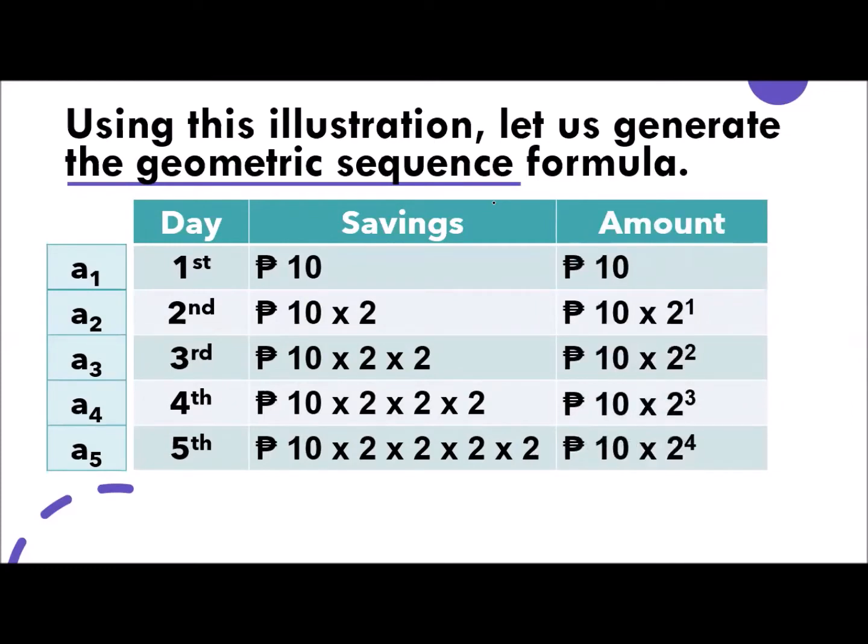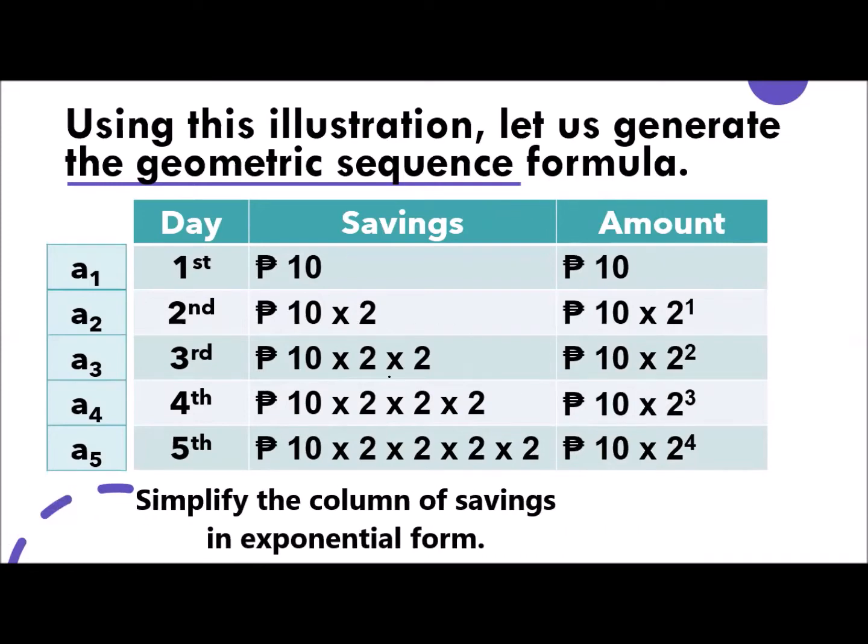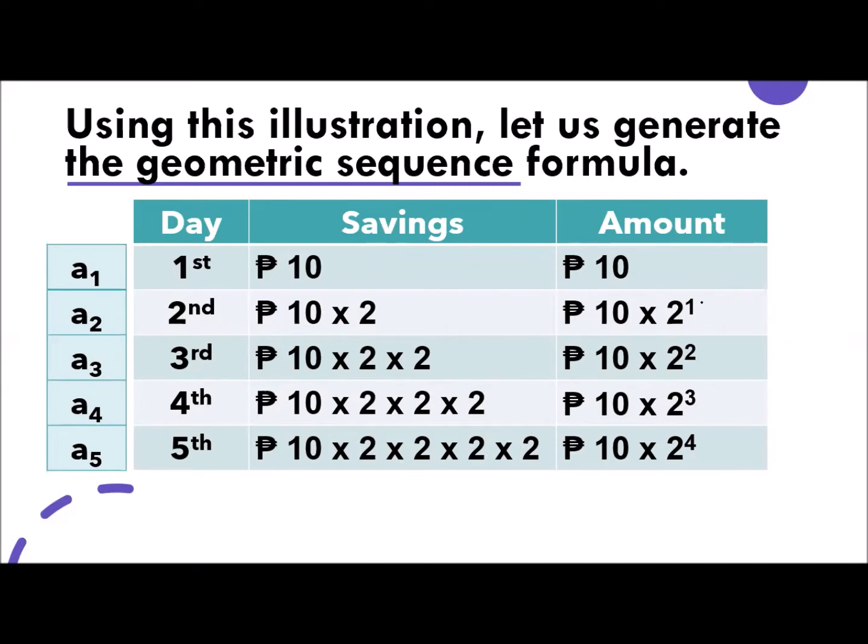If we simplify the column for the savings, as you can notice, it's all times 2. So we can simplify it: from 10 times 2, we will have 10 times 2 raised to 1. And then 10 times 2 times 2, so we could rewrite it as 2 raised to 2. Then the next is 2 raised to 3 and 2 raised to 4. Okay, I hope you could recall how to simplify it in exponential form.